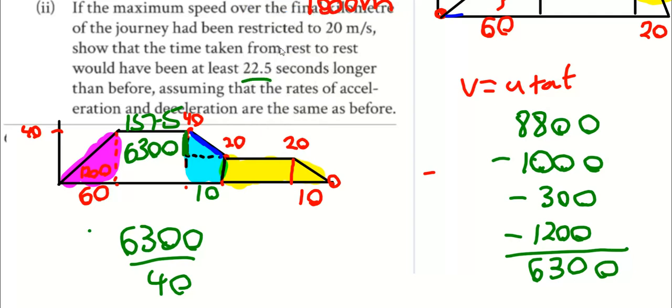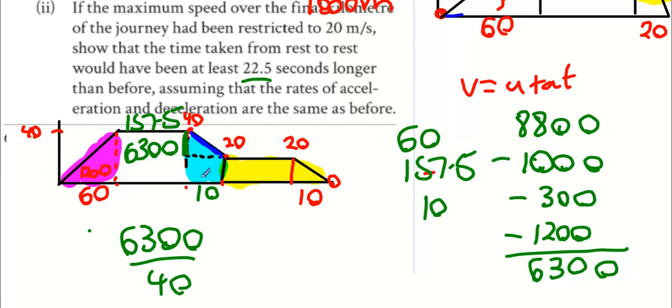Add up all the times together. So the times are as follows. 60 for the first section. 157.5 for the white section. 10 for the blue section. And, ooh, we didn't get the time for the last section, did we? That's what we're lacking at the moment, isn't it? Okay. It's easy enough to pick up. I'll show you how to do it now.